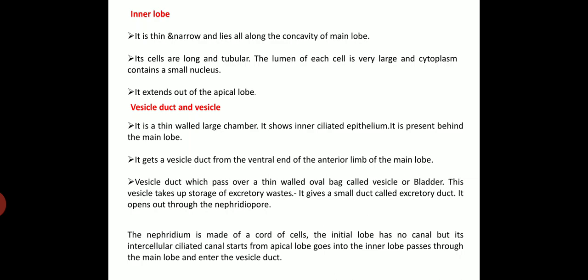So, altogether the nephridium is made up of a cord of cells. The initial lobe has no canal, but its intercellular ciliated canal starts from the apical lobe and goes into the inner lobe, passes through the main lobe and enters into the vesicle duct.